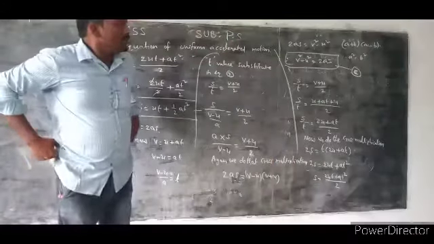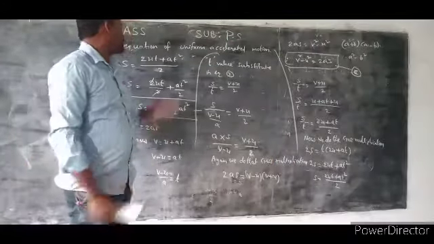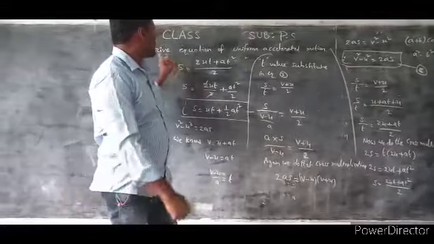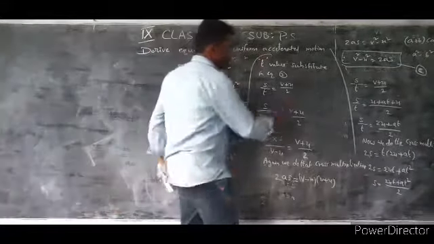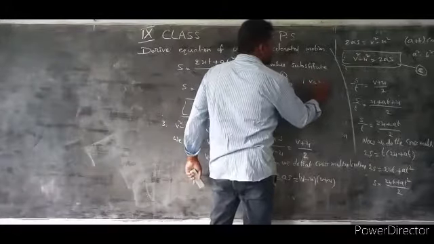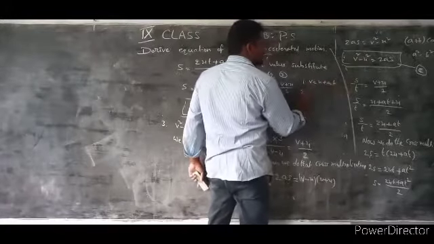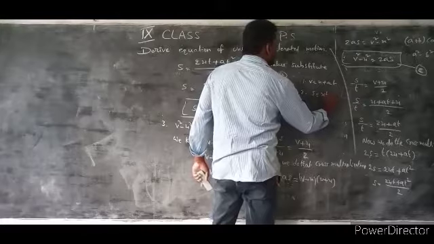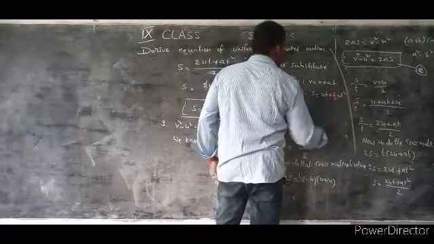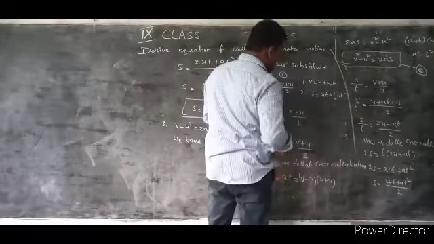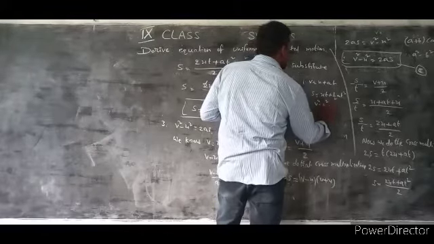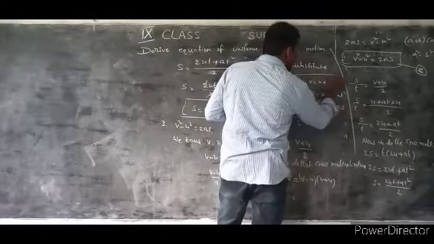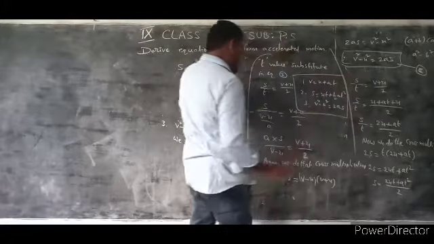Okay. Now, in this class there are mainly three important linear equations, the equations of uniformly accelerated motion. First one is v is equal to u plus at, second one is s is equal to ut plus half at square, and third one is v square minus u square is equal to 2as. There are mainly three equations. Okay.